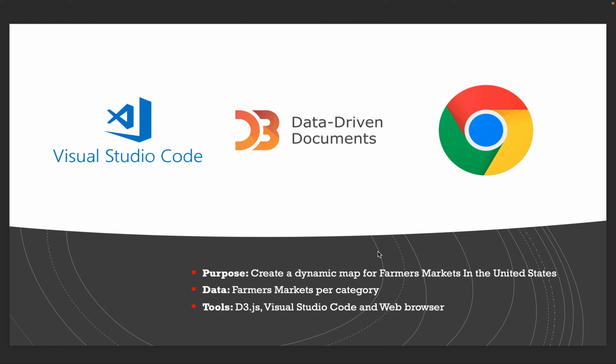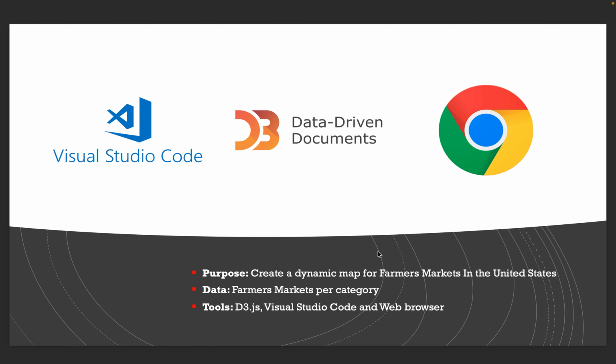The project I decided to do is to create a dynamic map of farmers markets in the United States. Instead of having a static map that doesn't move and always looks the same, I wanted to create a design that allowed the user to modify the map to fit more of their needs, so they also feel like they have a say in the design.